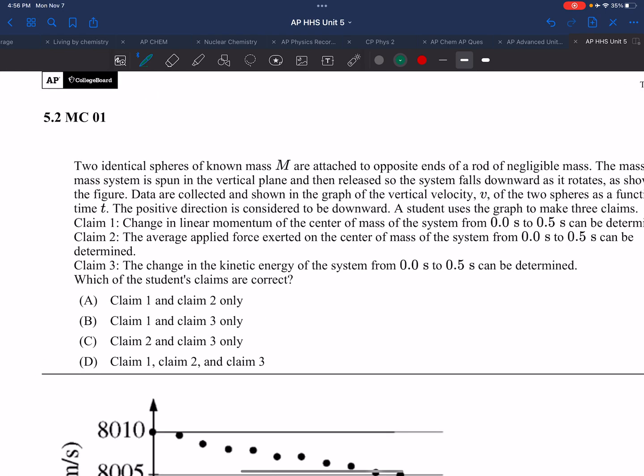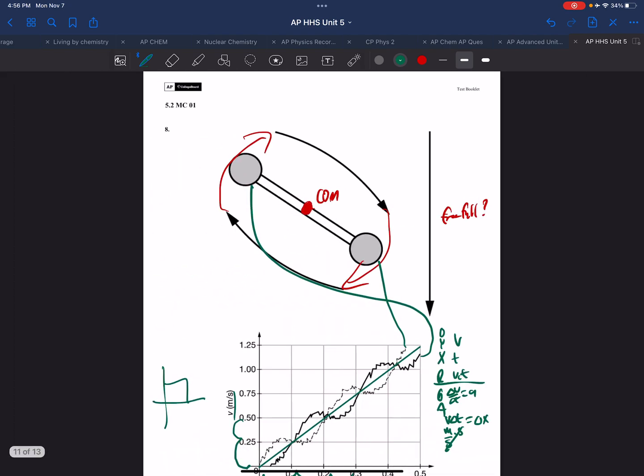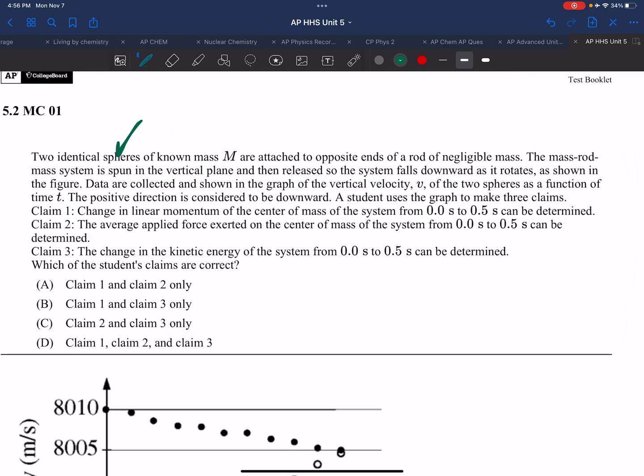Now, two identical spheres, check. Known mass m, we'll give them masses of m. Opposite end of a rod of negligible mass is spun in the vertical plane. Release of the system falls downward as it rotates. So we did figure that system out properly. Shown the graph of the vertical velocity of the two spheres.